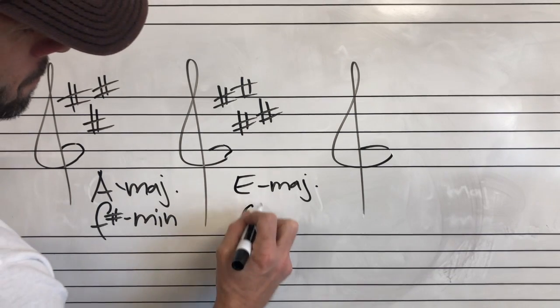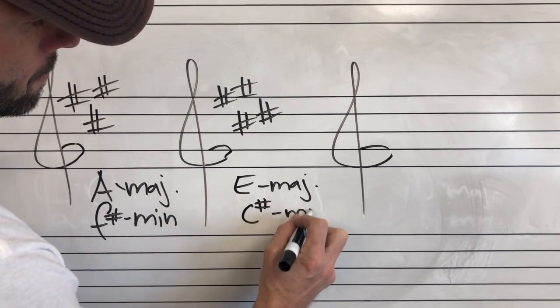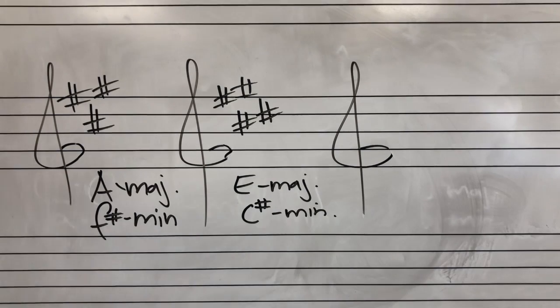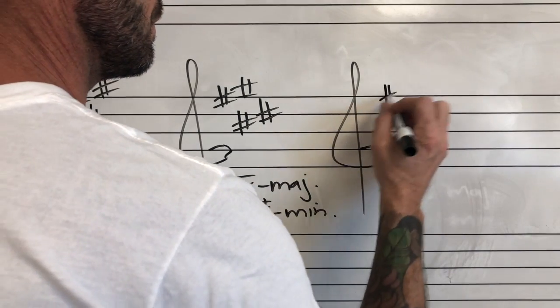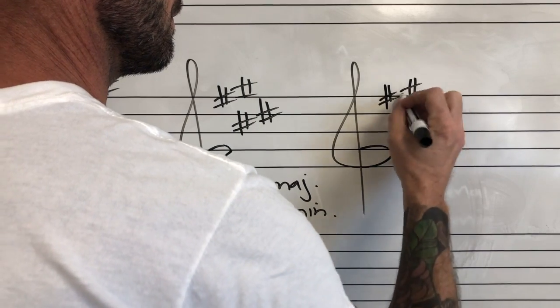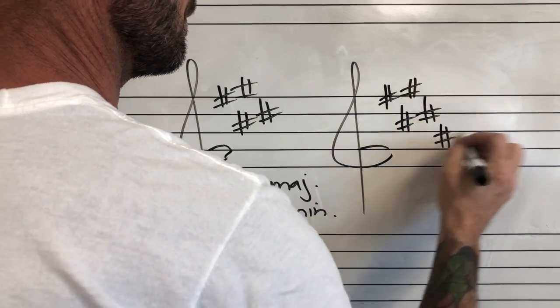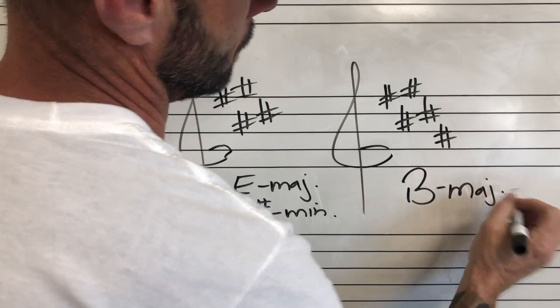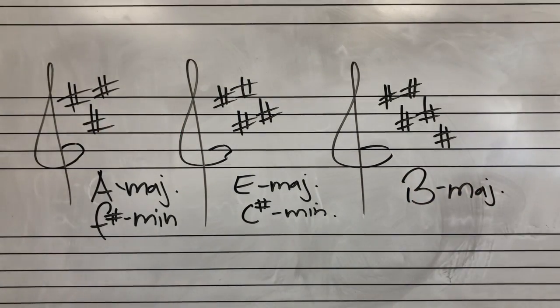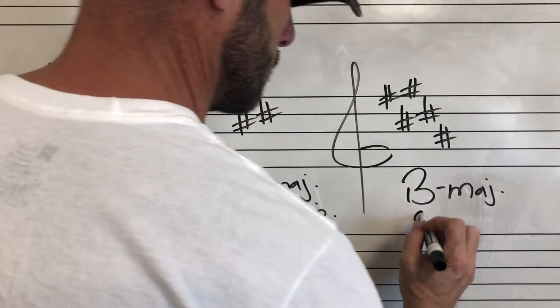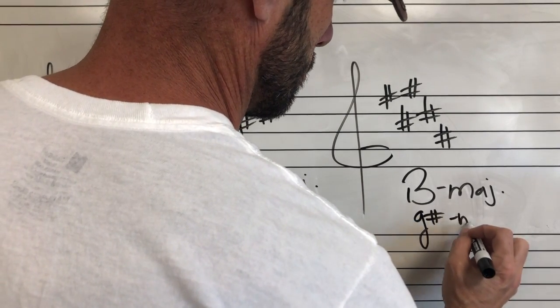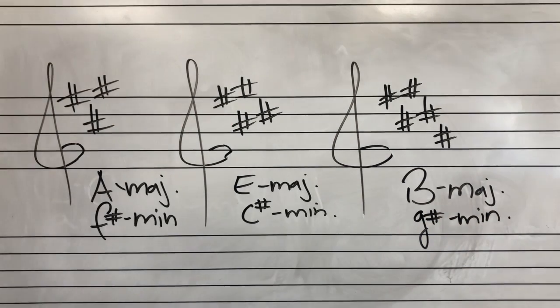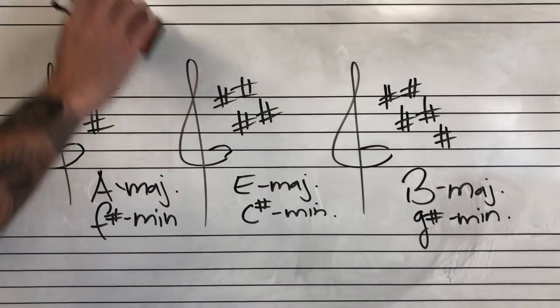That's right, C sharp minor. So E major and C sharp minor are relatives. Here we have the key signature that has 5 sharps. That's B major. What's scale degree 6 in B major? Right. G sharp minor is the relative minor to B major. Very good. Okay, let's get rid of these.